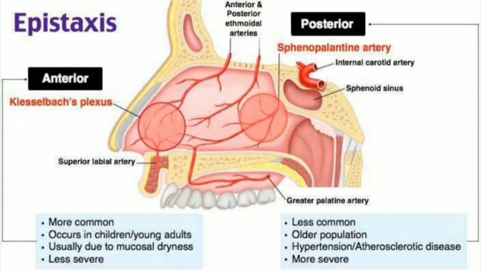Anterior epistaxis occurs in children and young adults, whereas posterior epistaxis occurs in the older population. Anterior epistaxis is usually due to mucosal dryness, whereas posterior is due to hypertensive and atherosclerotic diseases. Anterior epistaxis is usually less severe, whereas posterior epistaxis is more severe.